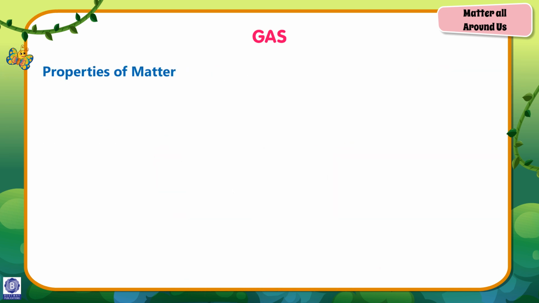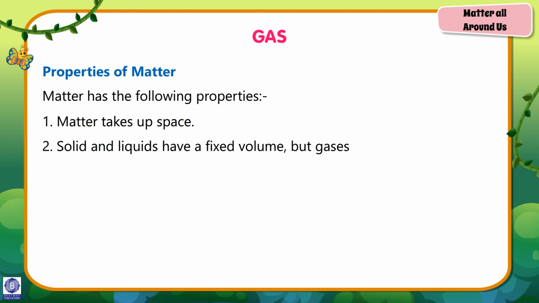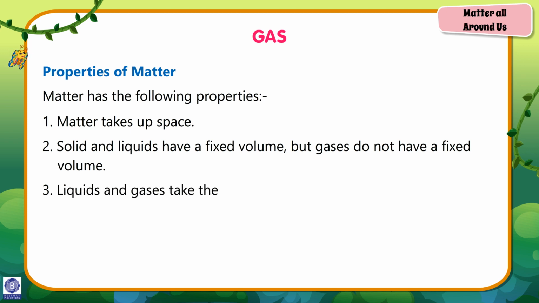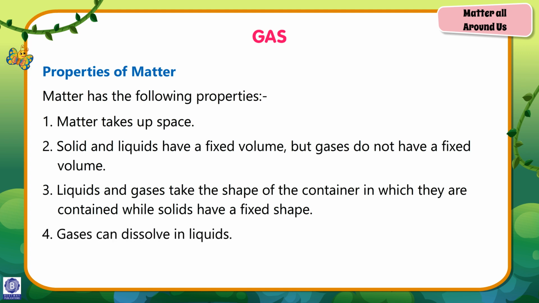Properties of matter. Matter has the following properties. Number 1. Matter takes up space. Number 2. Solids and liquids have a fixed volume, but gases do not have a fixed volume. Number 3. Liquids and gases take the shape of the container in which they are contained, while solids have a fixed shape. Number 4. Gases can dissolve in liquids.